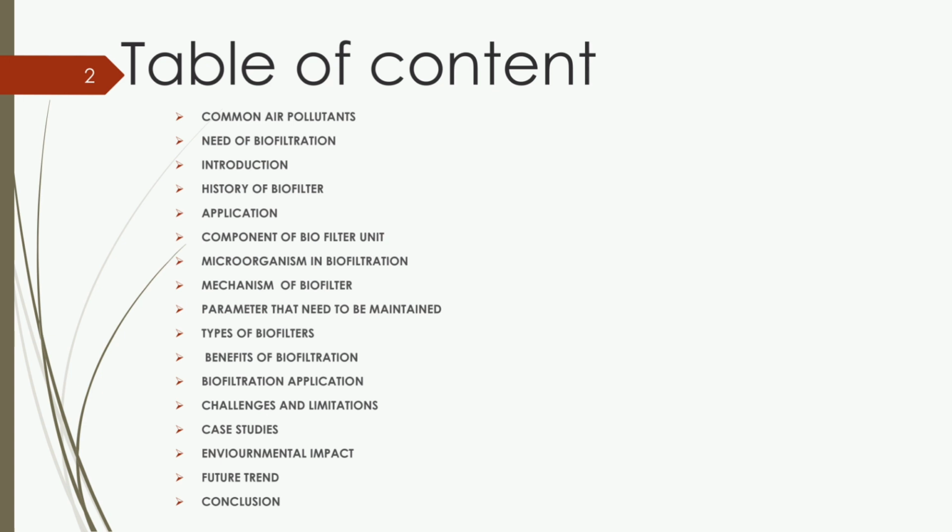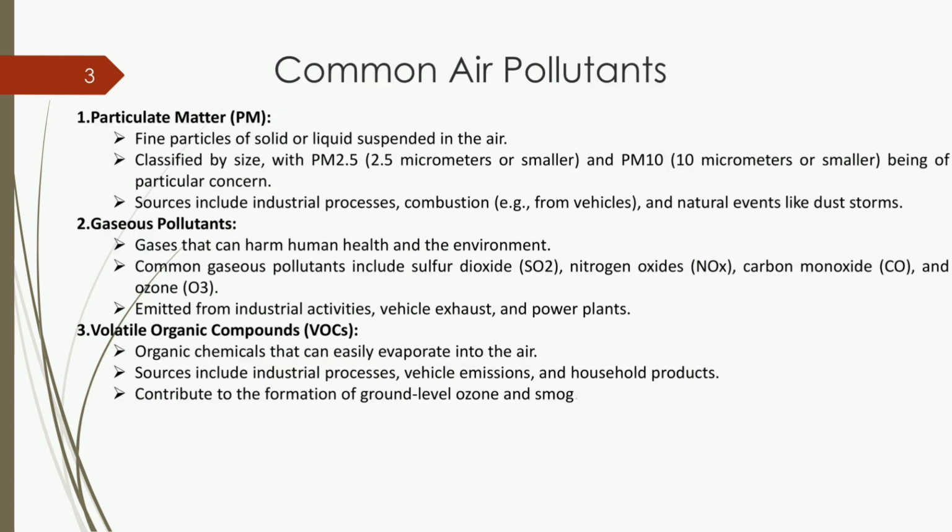Common air pollutant. Common air pollutants are those pollutants which pollute our environment. First is particulate matter, fine particles of solid or liquid suspended in the air. Particulate matter is classified as particle size less than or equal to 2.5 micrometers, or PM 2.5, and particle size less than or equal to 10 micrometers, or PM 10. Sources of particulate matter are various harmful gases from industries, combustion of diesel and petrol in vehicles, and natural events like dust and storm.